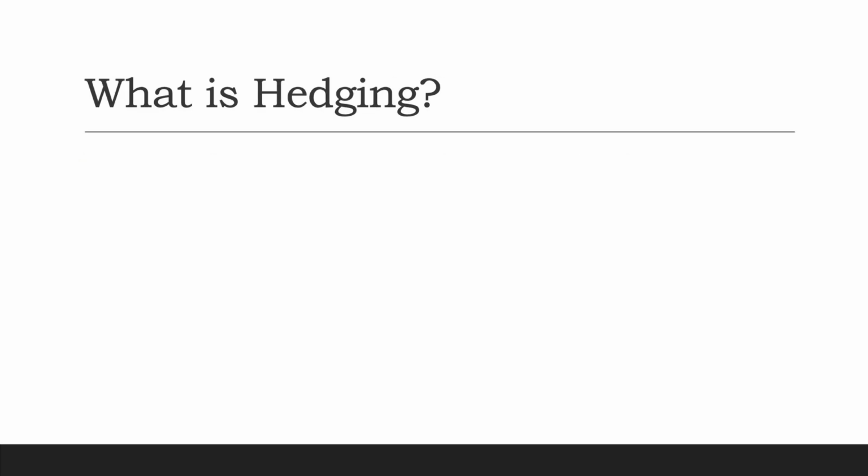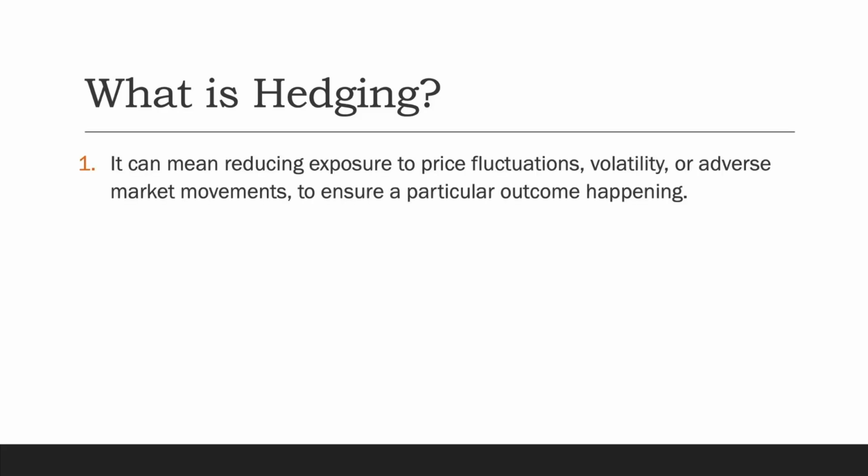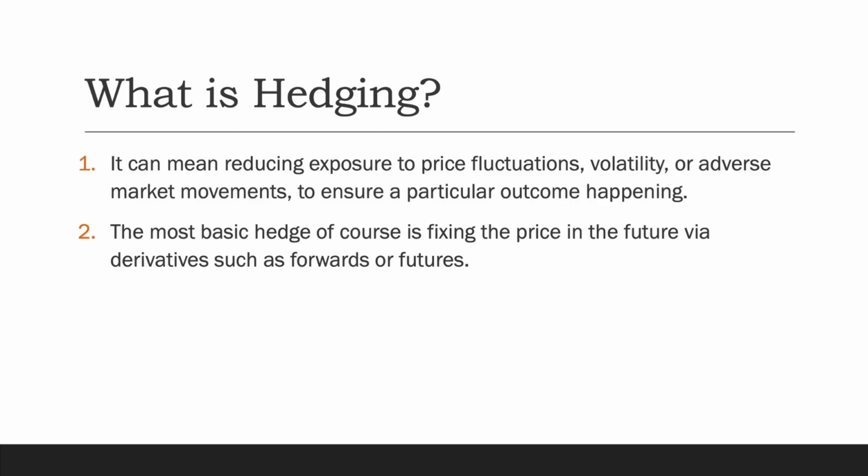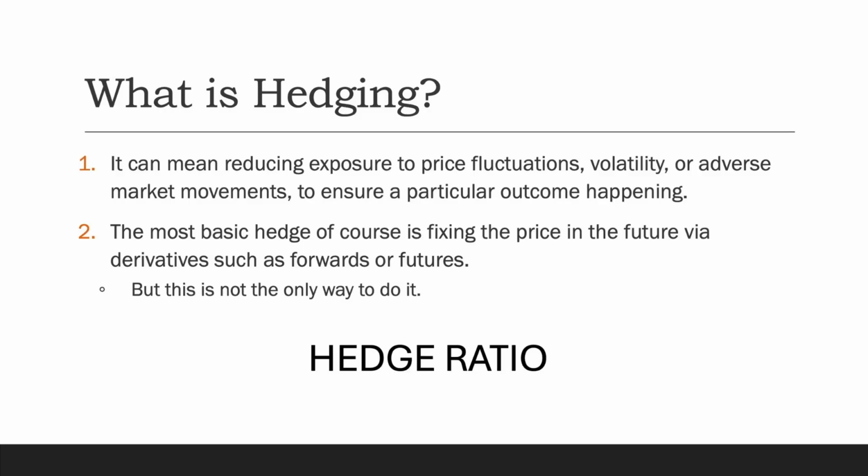Hedge? What is hedging? Well, it can mean reducing exposure to price fluctuations, volatility, or adverse market movements, to ensure a particular outcome happening. The most basic hedge, of course, is fixing the price in the future via derivatives such as forwards or futures, as we've discussed before. But that's not the only way to do it. Listen up and see how you can hedge your market positions with futures contracts using the hedge ratio.